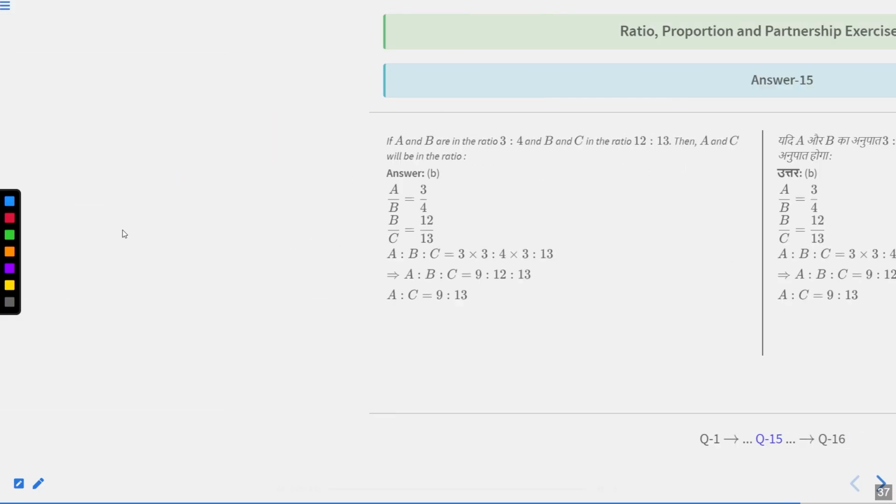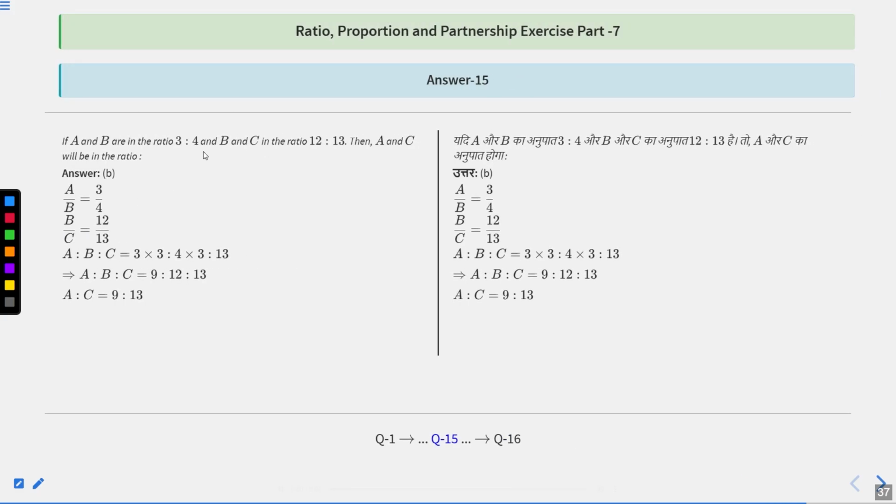Now time's up. Let's see the solution. The question says that A:B is 3:4 and B:C is 12:13. So the first thing we need to do is equate the value of B. In the first ratio, the value of B is 4, but in the second ratio, the value of B is 12. So in the first ratio we make the value of B 12. We multiply both terms of A:B by 3. So A:B:C equals 3 times 3 : 4 times 3 : 13. So the ratio becomes A:B:C equals 9:12:13.